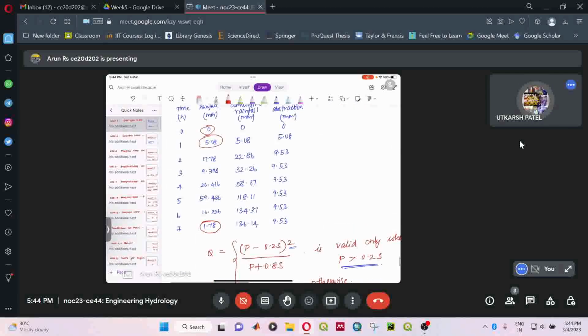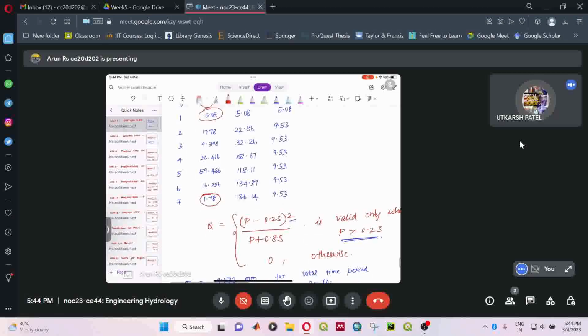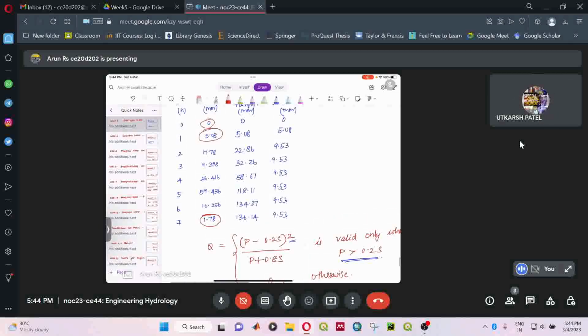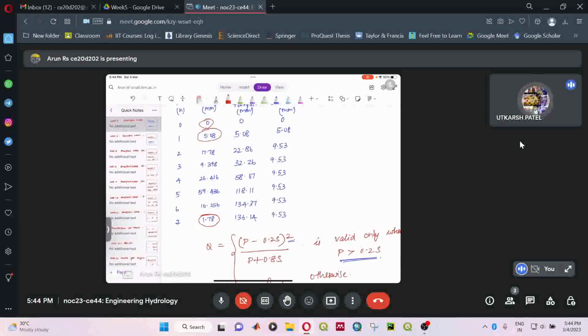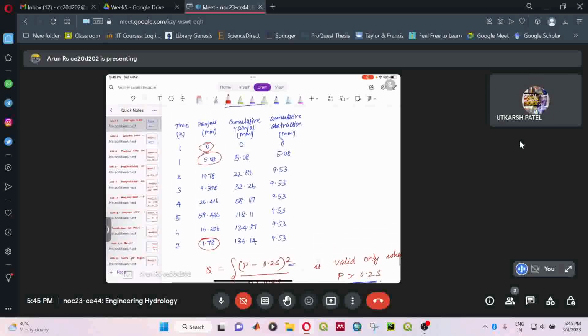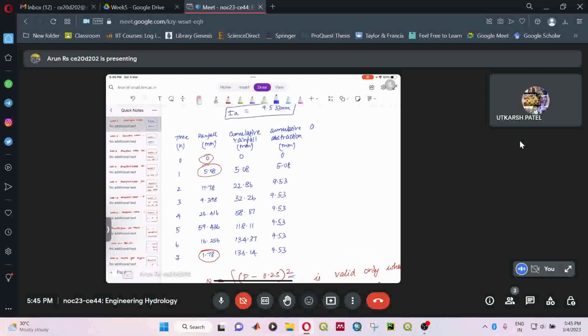Then why are we calculating cumulative abstraction and cumulative rainfall? Yeah, your runoff is zero, but when you plot, I will show you the graph. At that time your runoff will become horizontal, so whatever runoff was in the previous time step, the same runoff will be in the next time step also. Okay, sir. So we'll be seeing that. Now we need to calculate the continuing abstraction, that is the cumulative infiltration.